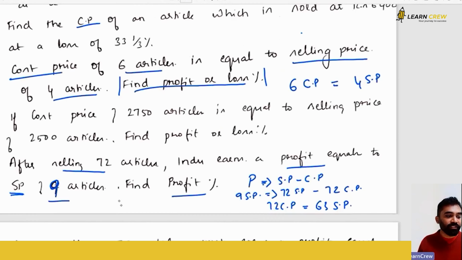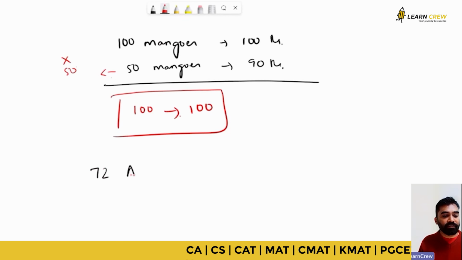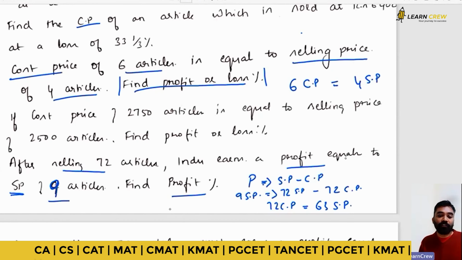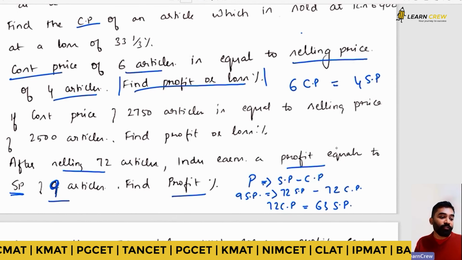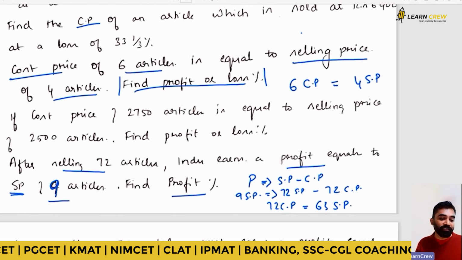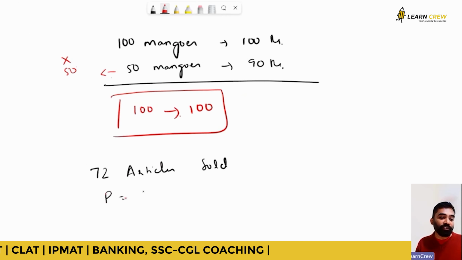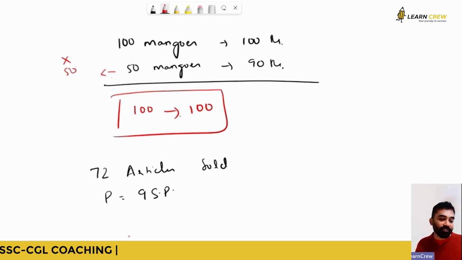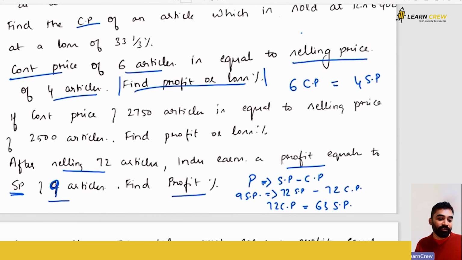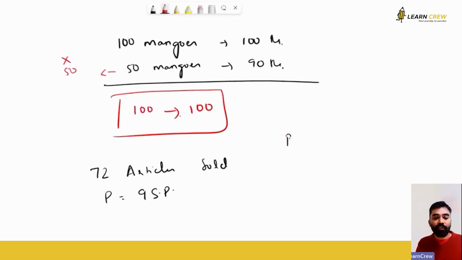Not clear? Okay. The question is: after selling 72 articles, Indu earns a profit equal to the selling price of 9 articles. So profit equals 9 selling price. Find the profit percentage. This is what is given. Obviously profit is nothing but selling price minus cost price.